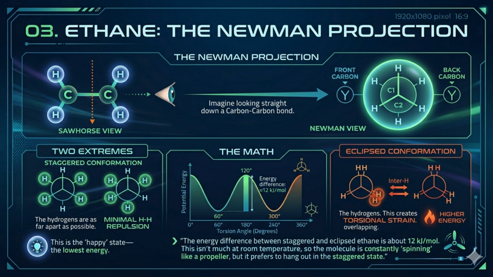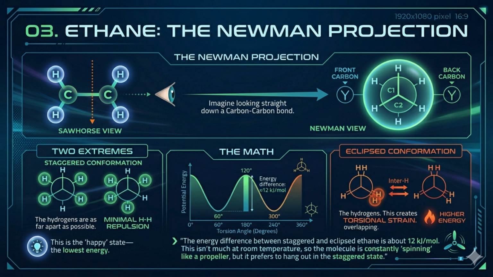But as the molecule continues to spin, the front and back hydrogens eventually align directly over one another. This is the eclipsed conformation. The negatively charged electron clouds of these overlapping hydrogens fiercely repel each other, creating intense torsional strain. Because of this internal friction, it is a much higher energy, unstable state.